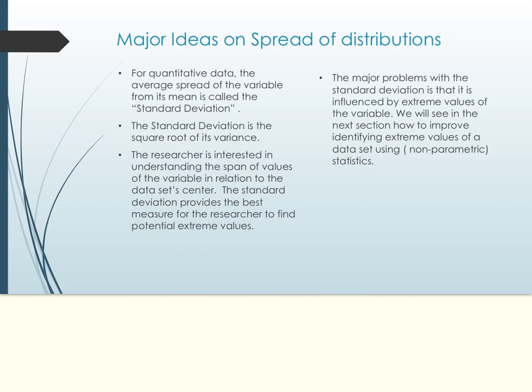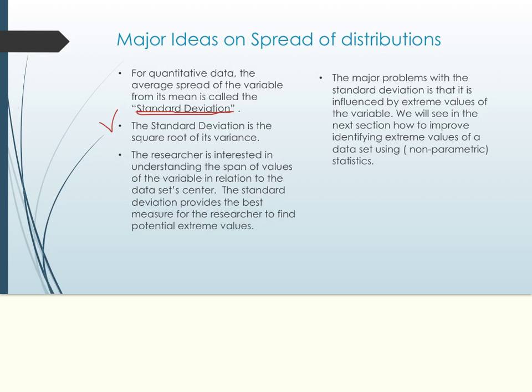So the major idea on spreads of distributions: for quantitative data, the average spread of the variable from its mean is called the standard deviation. Standard deviation, right? And that's going to be the measure that we're going to use primarily for spread of quantitative variables. The standard deviation is the square root of the variance. Make sure you understand that piece of information.